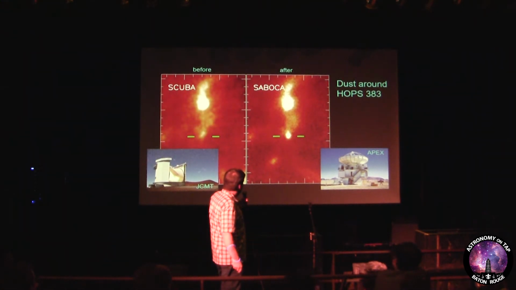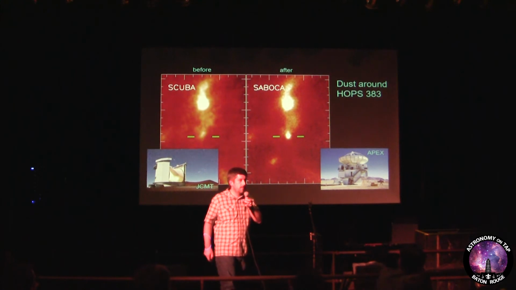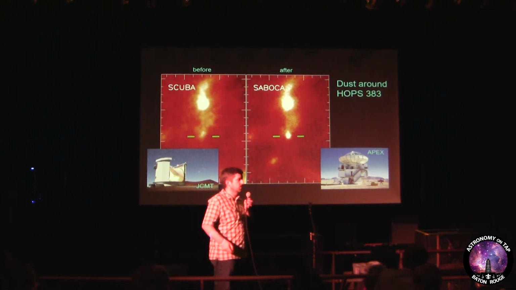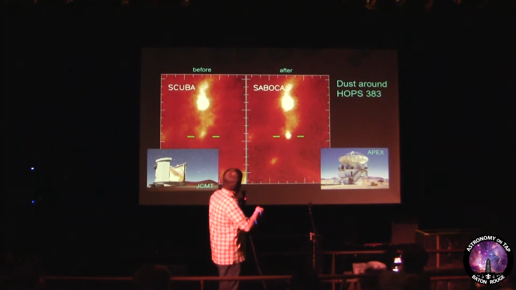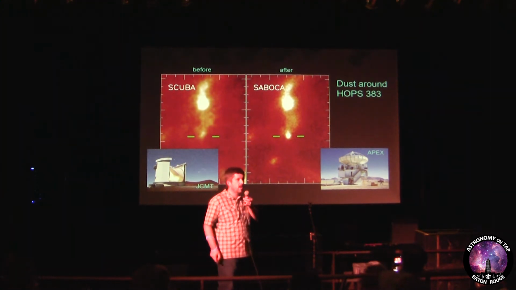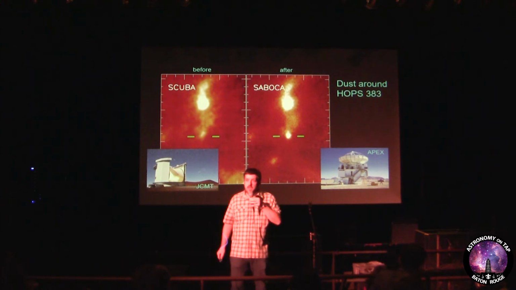This is a different type of image. These are both obtained by radio telescopes. So instead of listening to radio waves, we can detect them and make images just like we can with optical or infrared light. These two radio telescopes, JCMT and APEX: JCMT is high up on Mauna Kea in Hawaii, and APEX is in Chile.